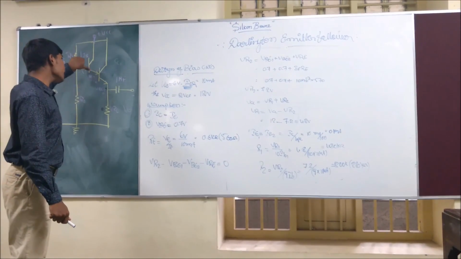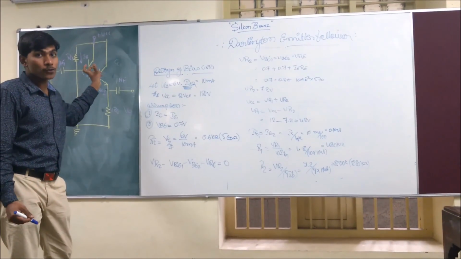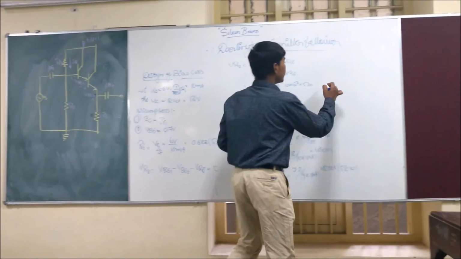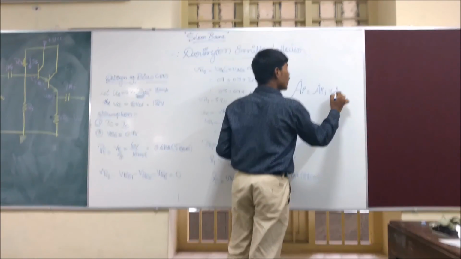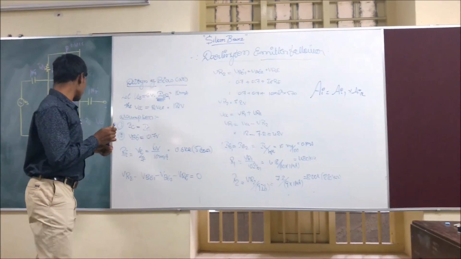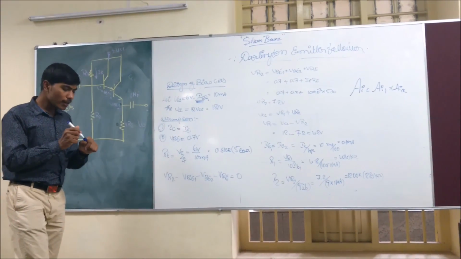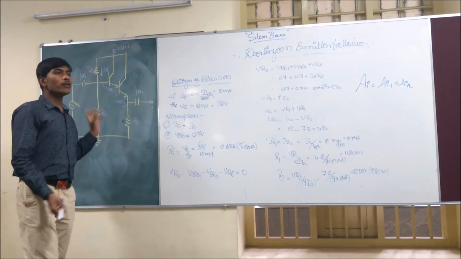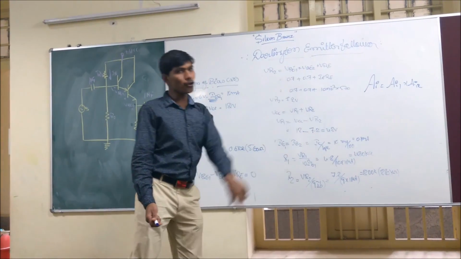The total current gain is the current gain of one amplifier times the current gain of the second amplifier, that's AI1 times AI2. That means the current gain is a multiple of the two transistors. And the output of this amplifier follows the input. That's why it is called an emitter follower.